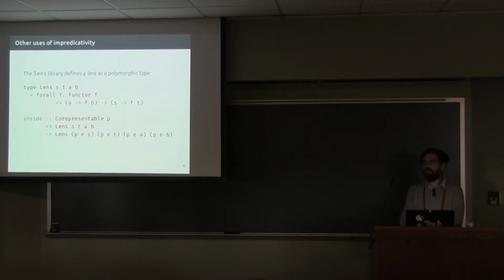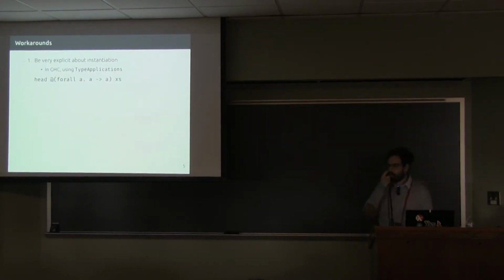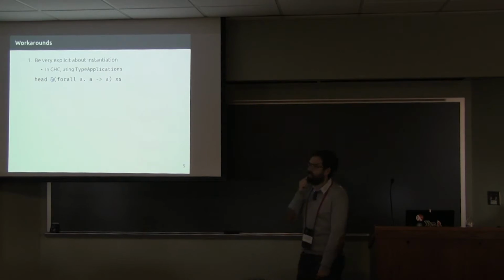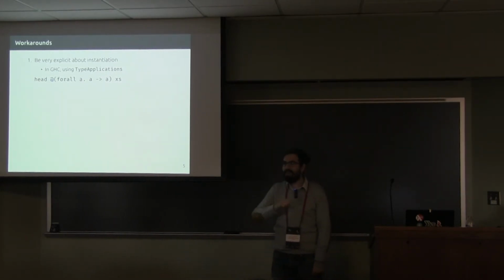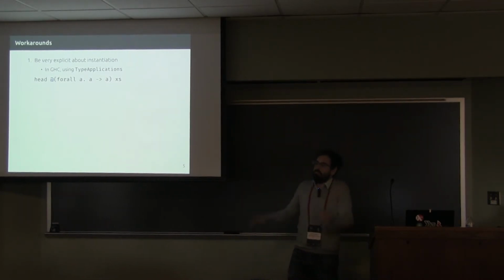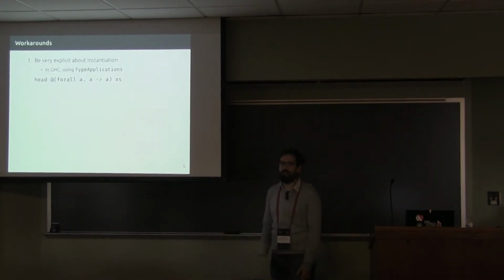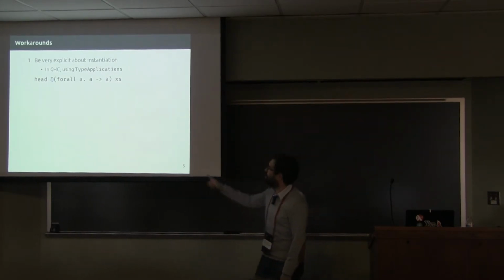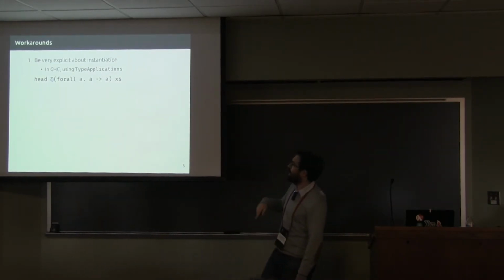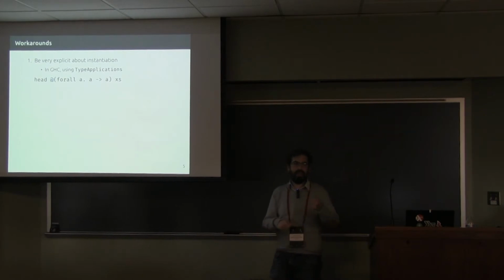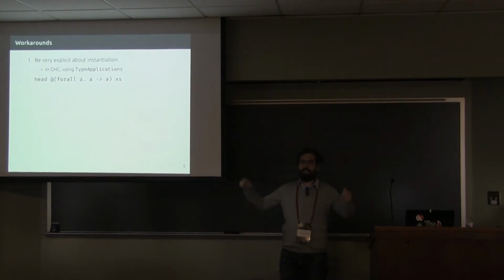So people have come up with some workarounds for this. First of all, you can just be very explicit about instantiation. If you tell the compiler, this is how I want you to instantiate this thing, then it says, okay, if you tell me, I have nothing to think about, so I can just check. You do this with this @ symbol and saying, okay, I want head over this specific type.